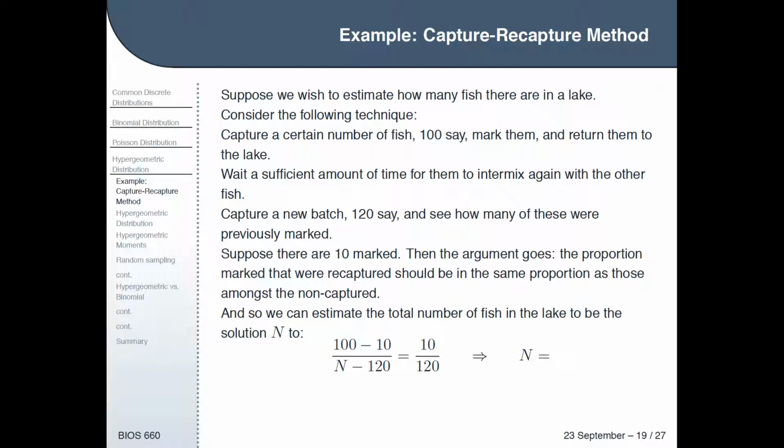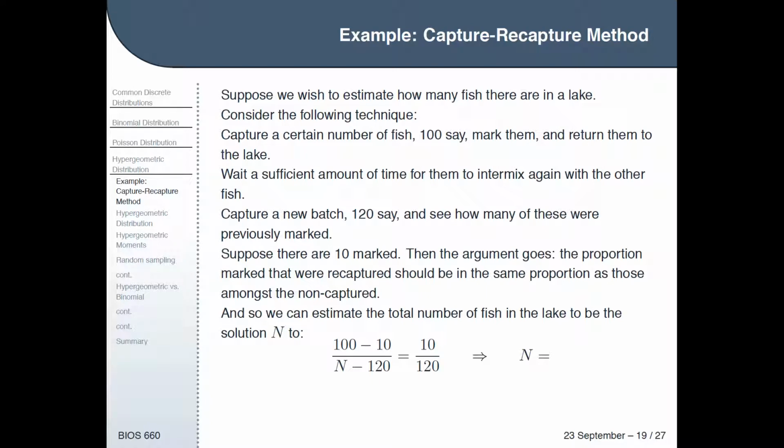So you can estimate the total number of fish in the lake by solving this proportion here. I didn't actually work it out, but that can give you an estimate of the number of fish in the lake. But say you wanted to come up with a confidence interval for the number of fish in the lake or something like that. Well, you'd need to know something about the expected distribution of the number of fish that you recapture under this approach, and to estimate that distribution, you can use the hypergeometric distribution.